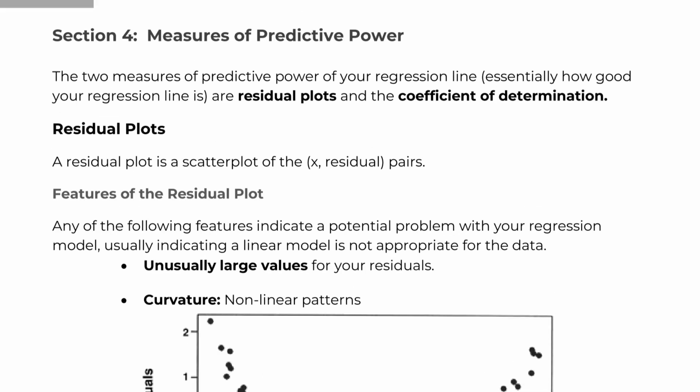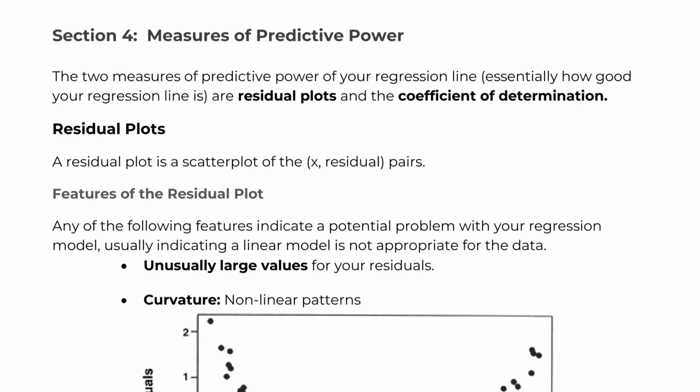All right, so I'm going to skip the last example of 3.3 or section 3 because we're going to do that one in class before we do the worksheet for part 3. And we're going to move on to part 4 or section 4, which is measures of predictive power.